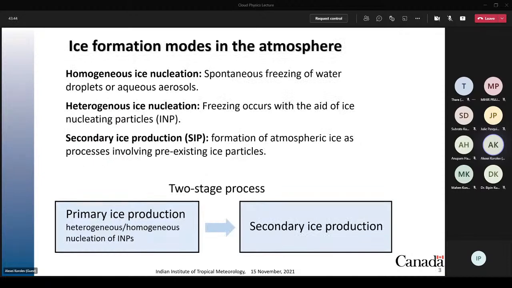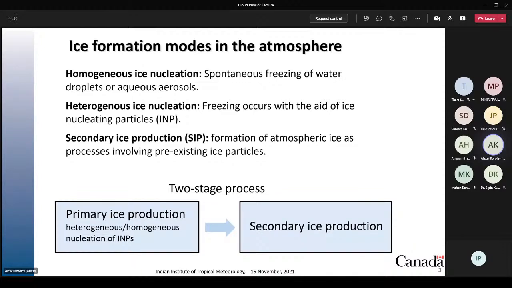So there are three main modes of generation of ice in the atmosphere. The first is homogeneous ice nucleation, which is the spontaneous freezing of water droplets at temperatures colder than minus 35, minus 40. The second mode is heterogeneous ice nucleation, which may occur in the atmosphere at relatively high temperatures, higher than minus 35, minus 40, and it requires the presence of ice nucleating particles. The third is secondary ice production, which involves pre-existing ice, and the pre-existing ice generates more ice particles. It's like a chain reaction.